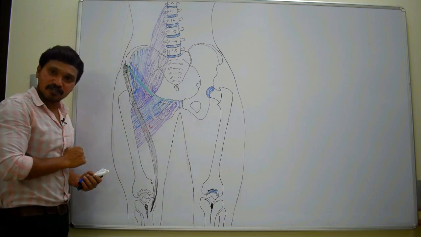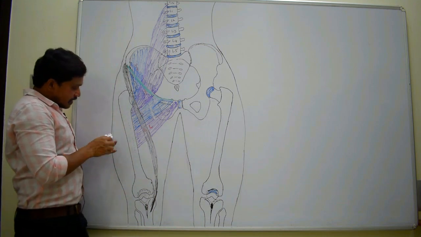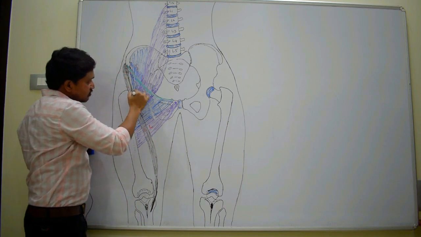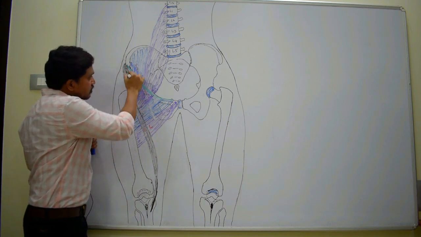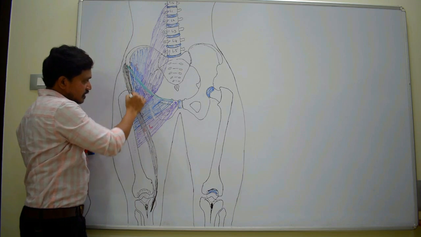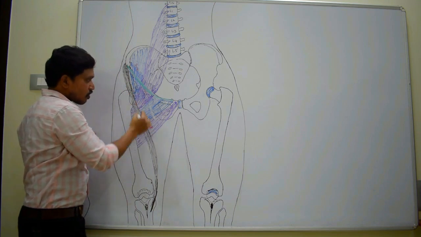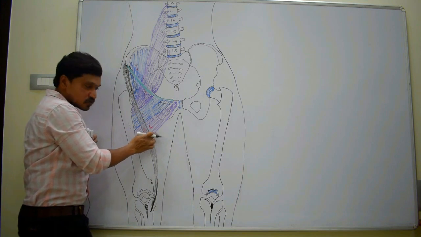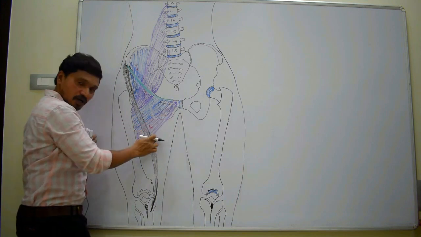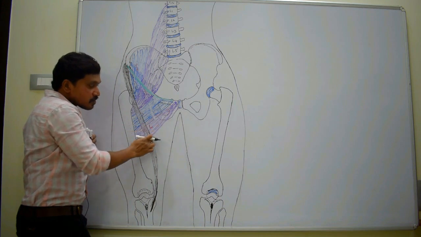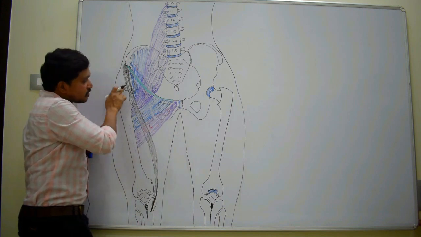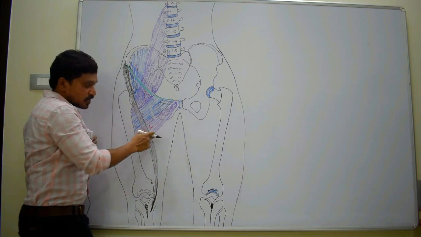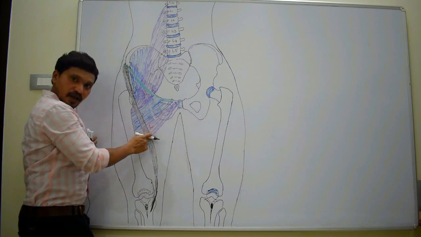Now we'll see the boundaries of it. See, laterally, what is there? This is the sartorius muscle, right? Lateral boundary is formed by the medial border of sartorius. And what is this muscle? Adductor longus. So, medial boundary is formed by medial border of adductor longus. See here, sartorius also medial border and the adductor longus also medial border only, right?